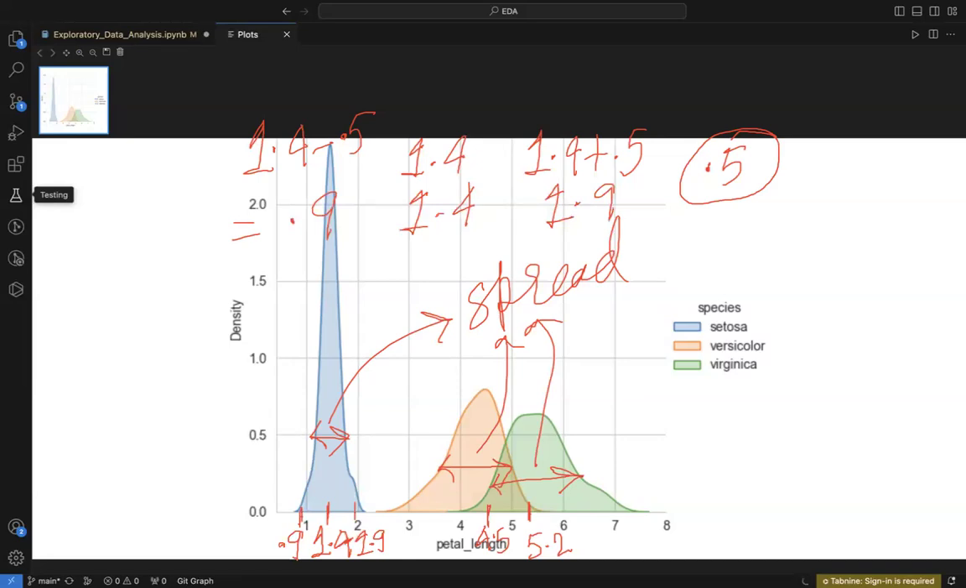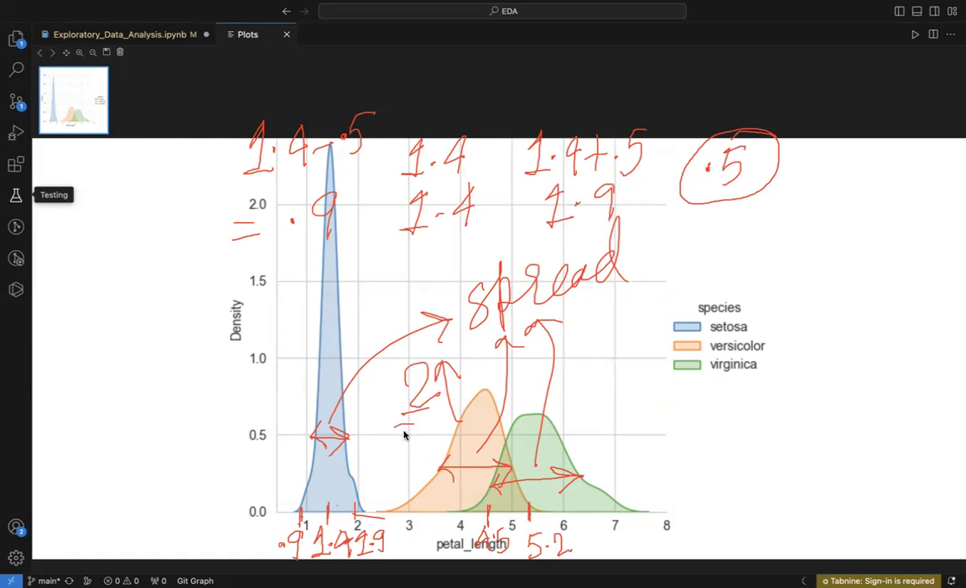You understand that if I just add a spread to it, I know most of my points lie between 0.9 and 1.9. That is the case for Setosa flowers. Now let's assume, say for 4.5, that for this spread, that is for versicolor, the spread is 2.